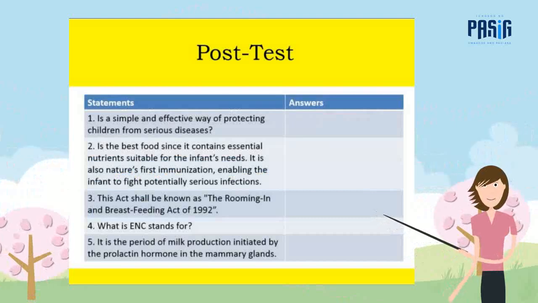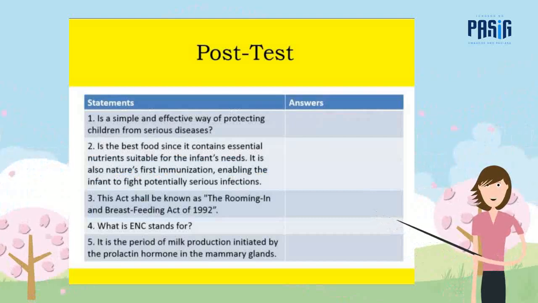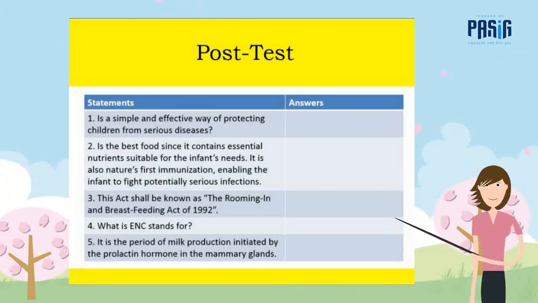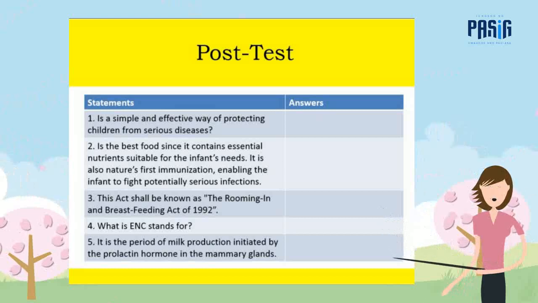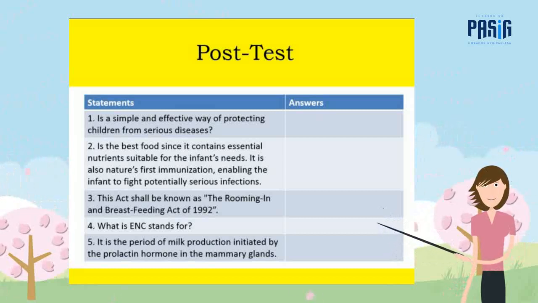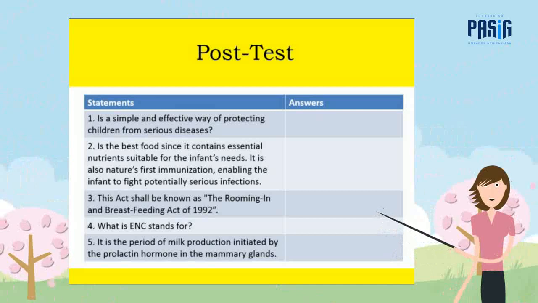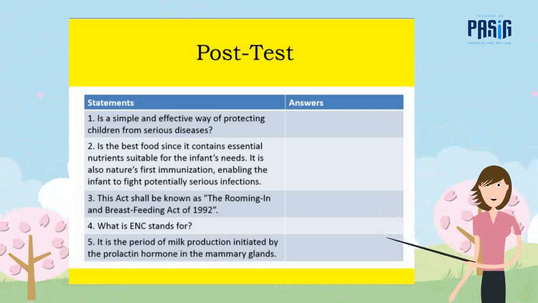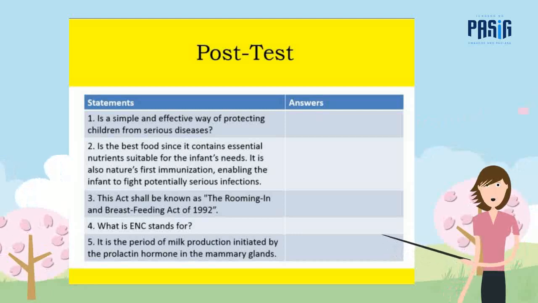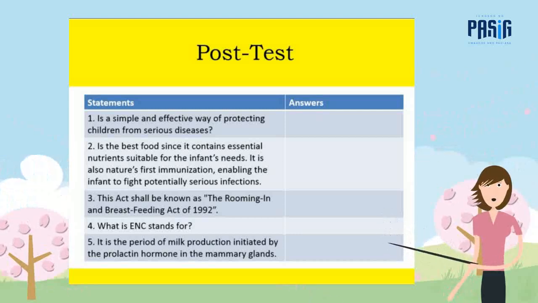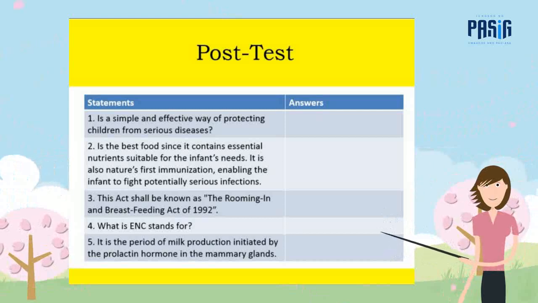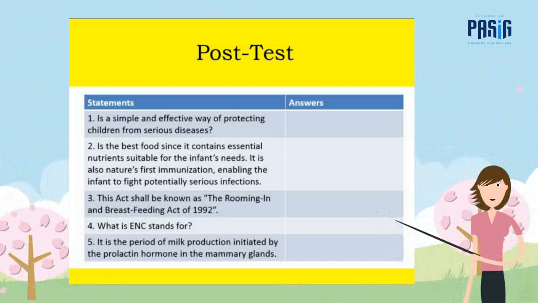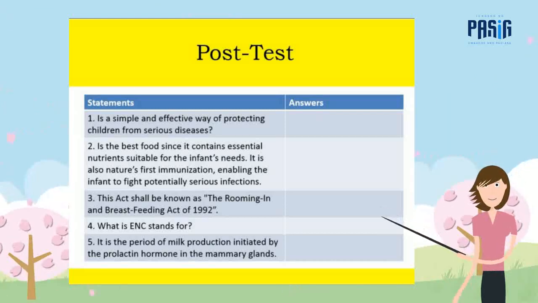Number 1, a simple and effective way of protecting children from serious diseases. Number 2, the best food since it contains essential nutrients suitable for the infant's needs. It is also nature's first immunization, enabling the infant to fight potentially serious infections. Number 3, this act shall be known as the Rooming-in and Breastfeeding Act of 1992. Number 4, what does ENC stand for? Number 5, it is the period of milk production initiated by prolactin hormone in the mammary glands.